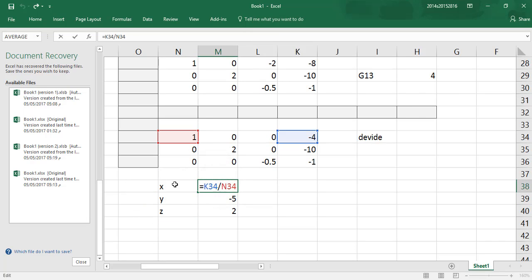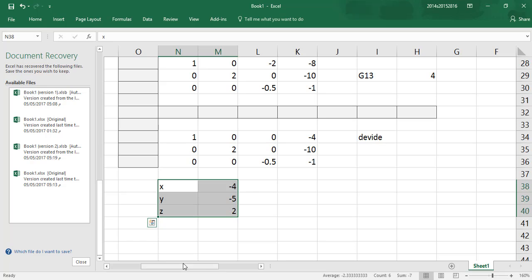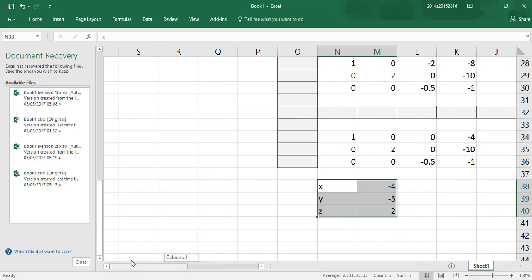As you see, the value of x will equal the value of c divided by the parameter of x, and y the same equation. As you see, the values of the three parameters are the same as from the other method.